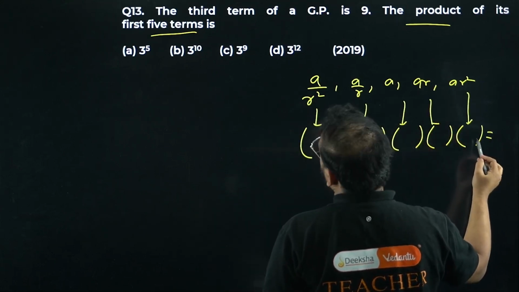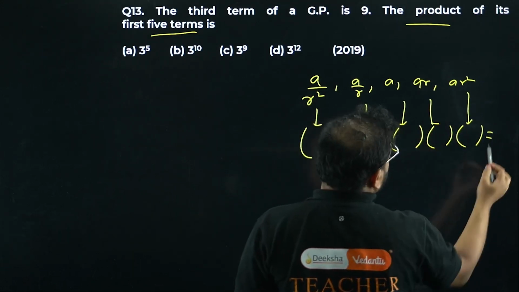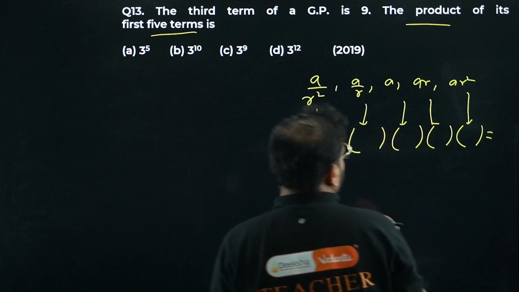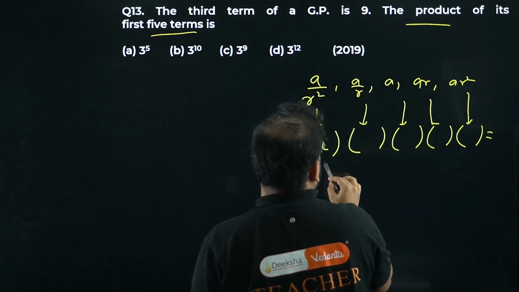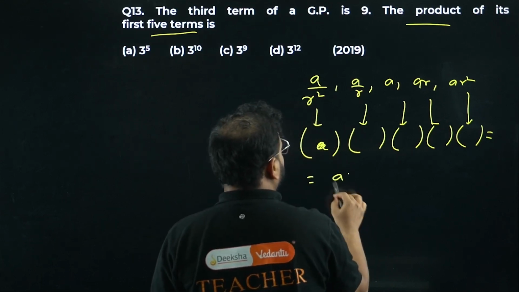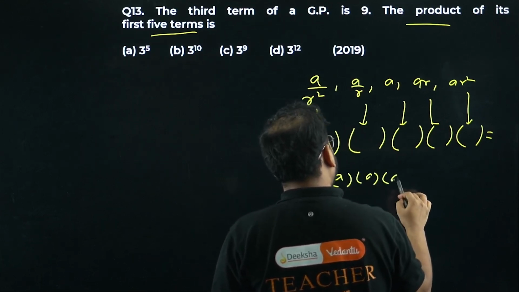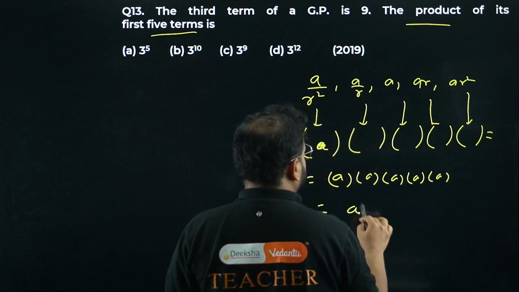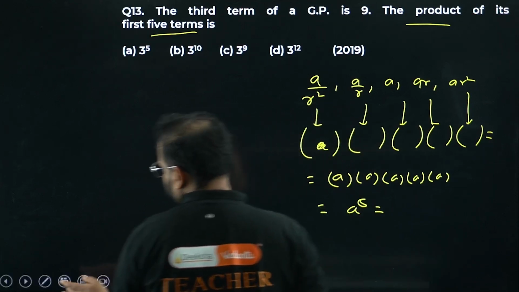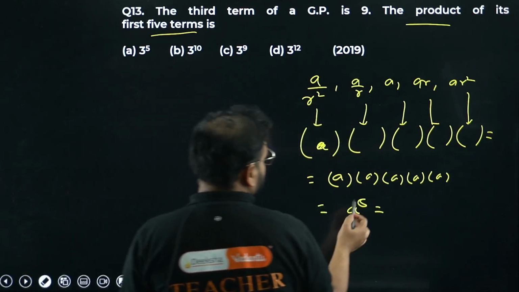This is given as the 5th term. They're asking for this value only. What are they asking actually? Have a look, I'll have only a left over here. So the result will be only a into a into a into a into a, basically a power 5. We are looking for a power 5, so our answer will be a power 5.